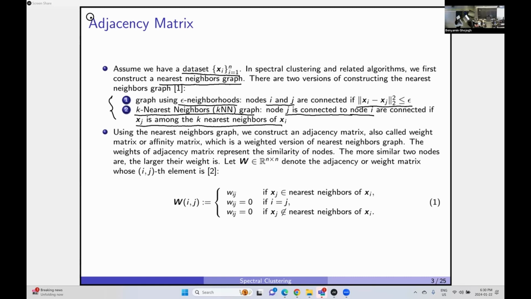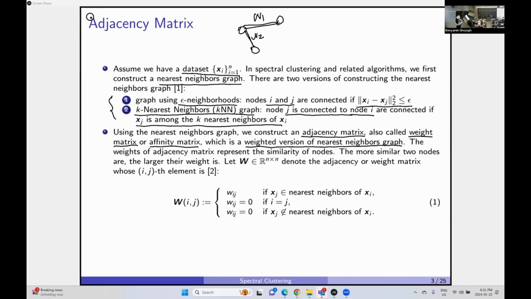Then using the nearest neighbor graph, we construct an adjacency matrix. What is that? It's also called the weight matrix or affinity matrix. It's a weighted version of the nearest neighbor graph. So what is a weighted graph? A graph has some vertices and some edges, right? For example, this is a graph. These are vertices and these are edges. Agree? These edges can have weights on them, right? Then it will be a weighted graph. What is a tree, by the way? A tree is a graph without any loop.